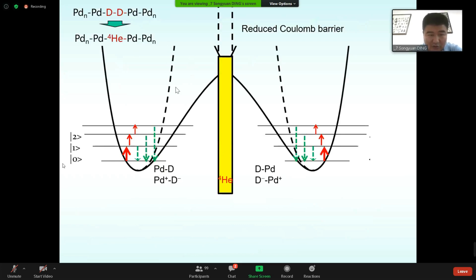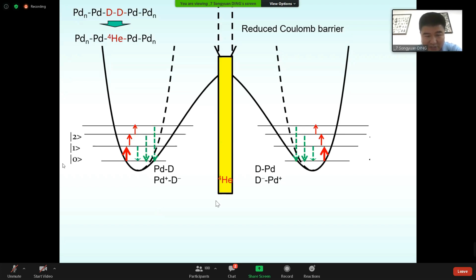The dashed line here is a harmonic model. So if we prepare a pair of potentials, here is a PdD system. This is the real system here. If we approach a pair of PdD system, we find that the barrier here will be significantly reduced due to the anharmonicity. And in the middle part, it is a well potential.